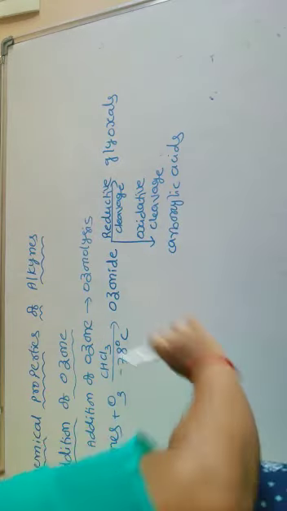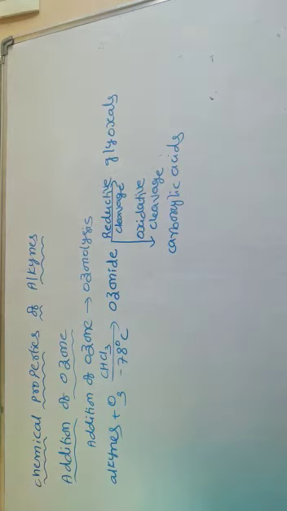Okay. So on addition of ozone to alkynes in the presence of some inert solvents at minus 78 degrees Celsius, initially it forms the ozonoid. And this ozonoid on reductive cleavage forms glyoxals, and on oxidative cleavage forms carboxylic acids. Okay, let us see the examples for ozonolysis.